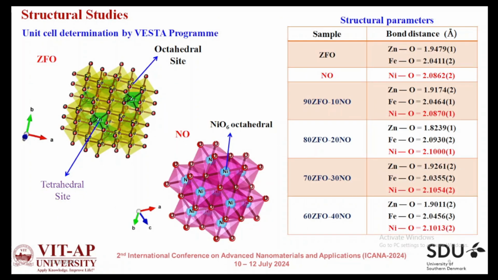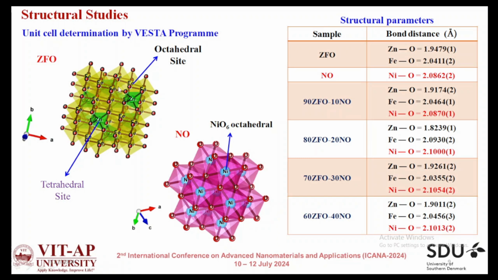After Rietveld refinement, we obtained the CIF file, and we used this CIF file to model the unit cell of ZFO and NiO. This ZFO unit cell shows the cubic structure, and it has two sites: an octahedral site and a tetrahedral site. At the octahedral site, the Fe cation is surrounded by 6 oxygen ions, and at the tetrahedral site, zinc ions are surrounded by 4 oxygen ions. And this is the NiO unit cell, which contains interconnected NiO6 octahedra.